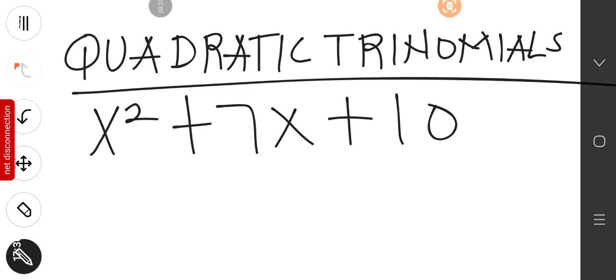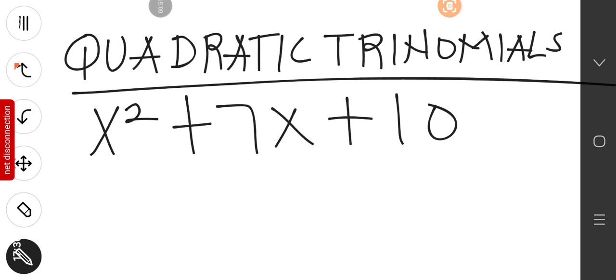Now, why is this a quadratic trinomial? It is a quadratic trinomial because, number one, it has three terms: first term, second term, third term. That is the first characteristic of a quadratic trinomial. The second thing is that it has the highest power, or the highest exponent, being 2. You can see the highest exponent here is 2.